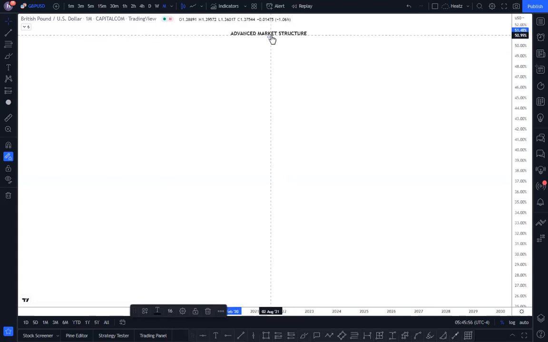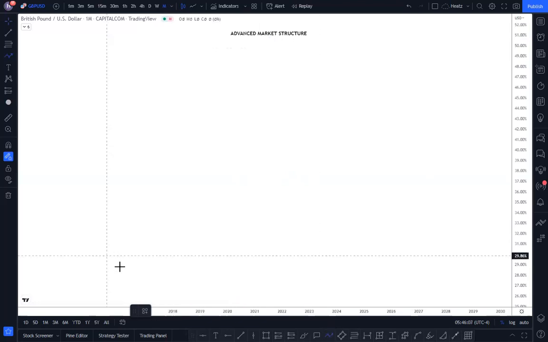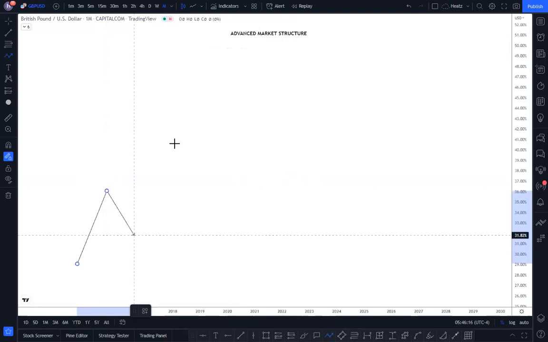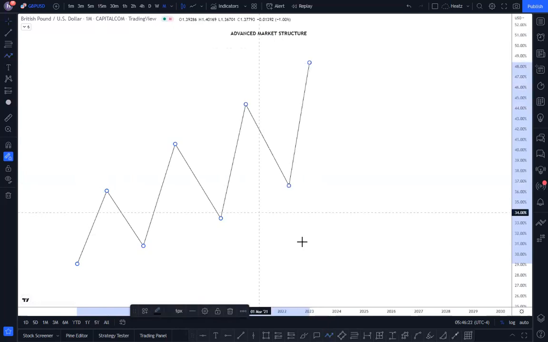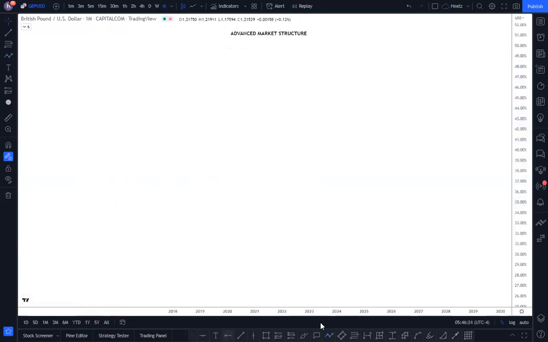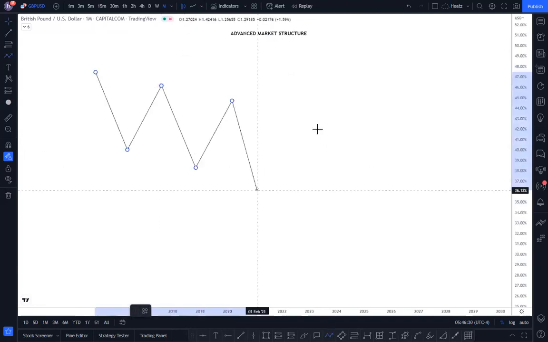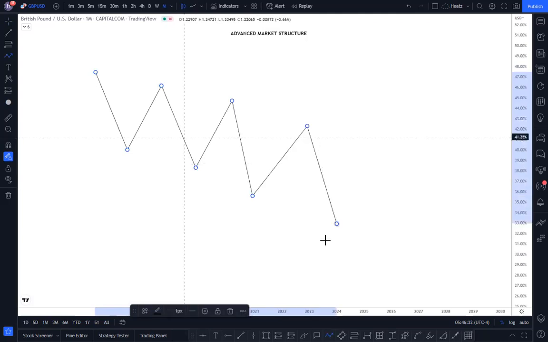Okay. All right. So advanced market structure. Before we get to the advanced market structure, I'll just give a very short lecture on the very simple one. In a bullish market, we all understand that the market keeps giving us higher highs and higher lows. And in a bearish market, price keeps making lower lows and lower highs. So this is a bearish market.